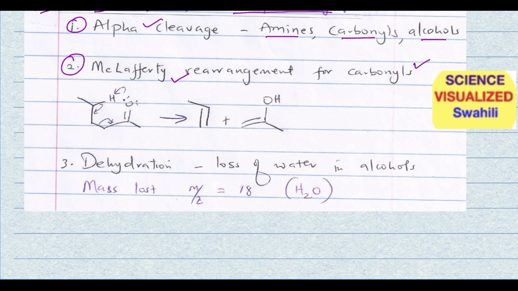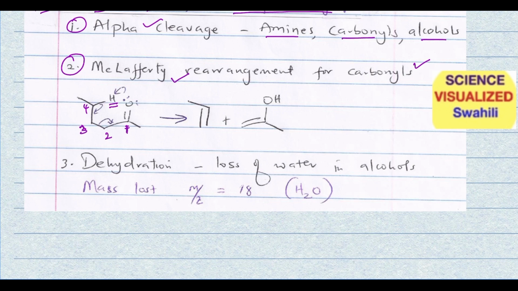If you have a carbonyl here, see this carbon? That's a carbonyl carbon. If the fourth carbon, starting with the carbonyl, 1, 2, 3, and 4, has a hydrogen, then that will go through McLafferty rearrangement.